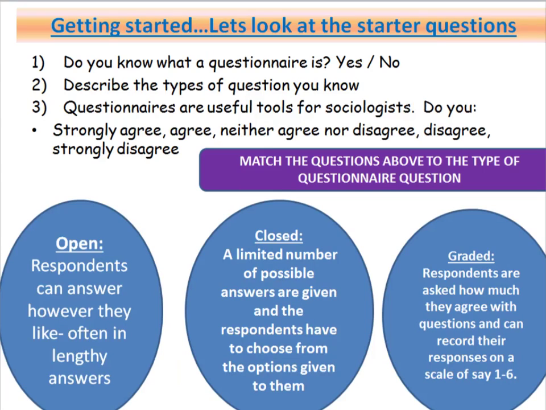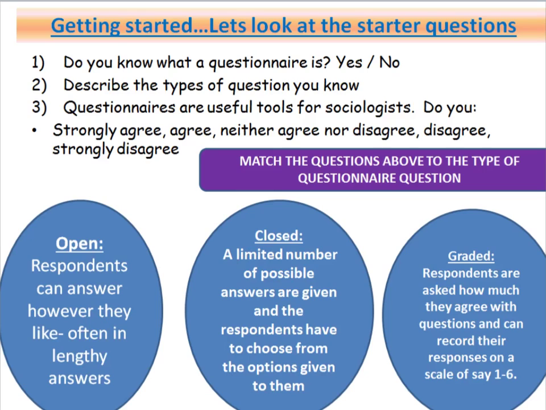Now, if we go back to the three questions that I asked you to think about at the beginning of this screencast, these ones, what you should notice on this slide is we can match each of these questions to the types of questions that you find within questionnaires. So open questions are questions where respondents can answer in their own words, in whatever form that they like. So for example, this question, describe the types of questions that you know, is an open-ended question.